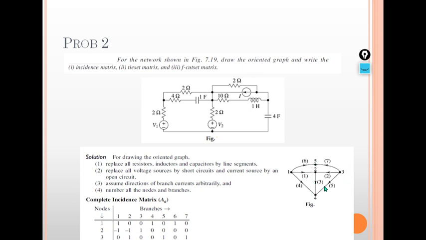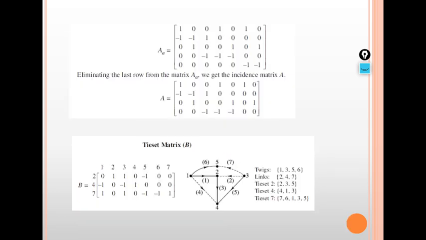You can take another: 3, 4, 5, 7, 6, no, it will make 4, 5, 2, 7, you can take it, right. So number of twigs should be 1, 2, 3, 4, 5. So 5 minus 1, 4. So at least that means the tree should contain 4 twigs. So here these 4 twigs are present.